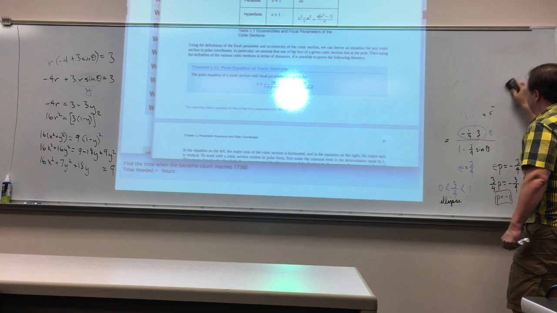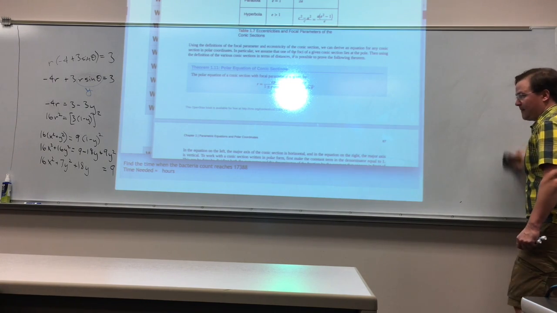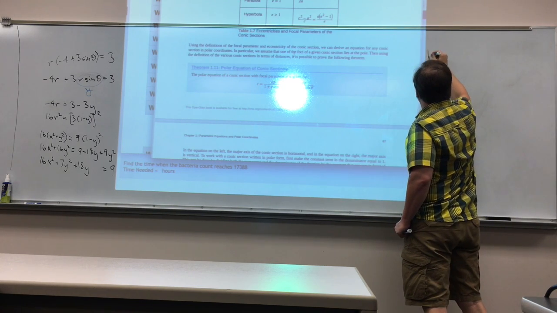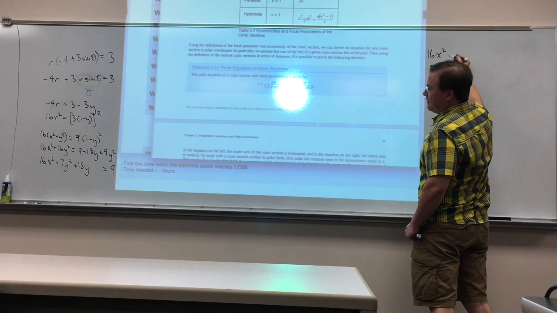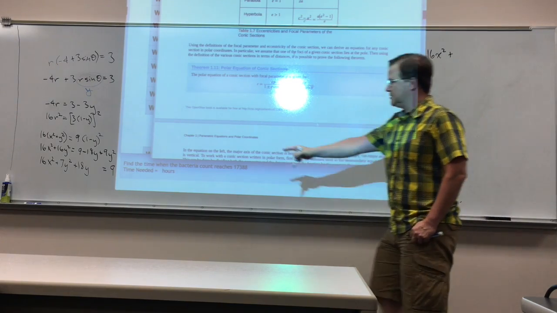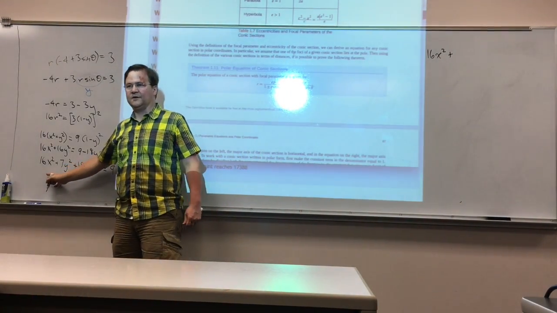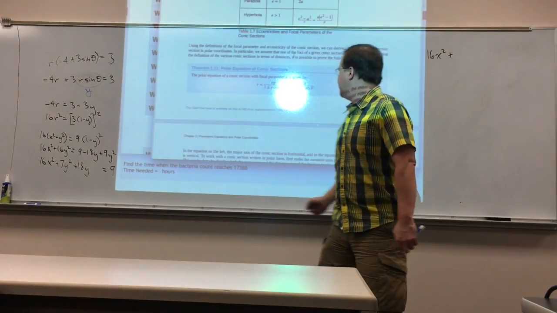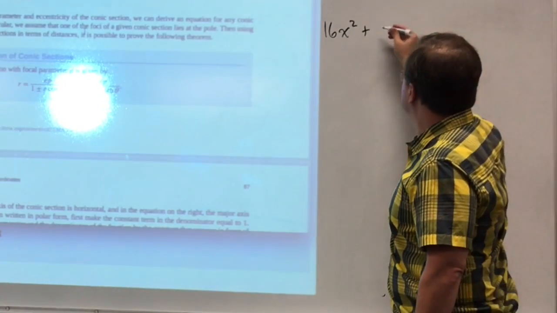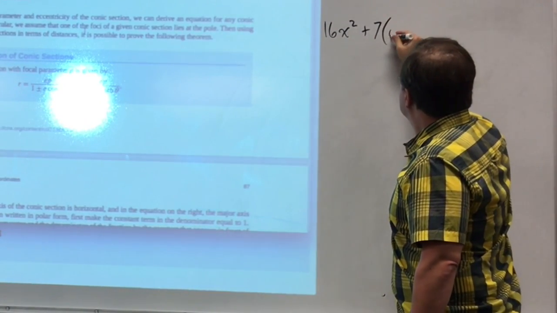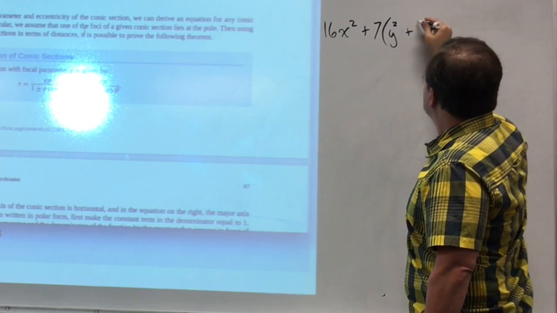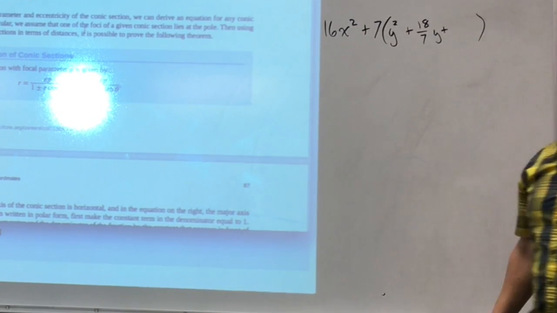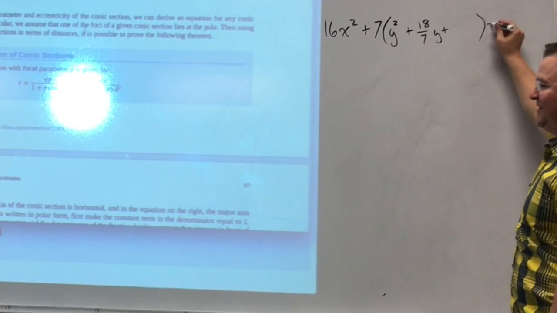In this case, I can see that 16x squared, if I want to complete the square, this first one is already a perfect square right here. It's these two y terms I want to combine. I can do that by completing the square, by saying 7 times (y squared plus 18/7 y plus something that'll make it a perfect square).